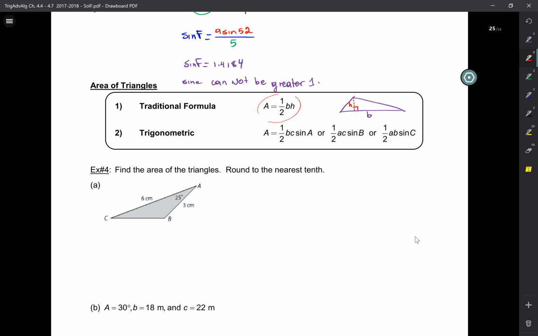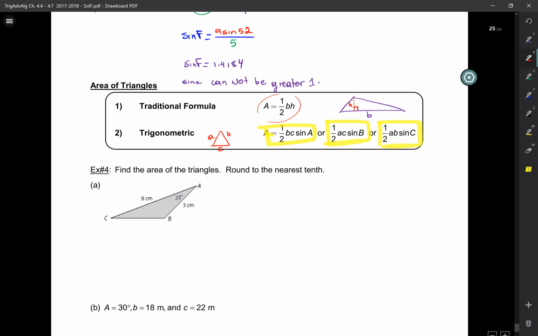But what if there is no way for you to find any of that information? Well, you're in luck, because there is a whole trigonometric set of formulas, and you can find the area of those. Okay, so the trigonometric ones are these. We have A equals half BC sine A, half AC sine B, half AB sine C. Okay, before we get to the point where we're freaking out, let's see. The triangle has 3 sides, A, B, C.